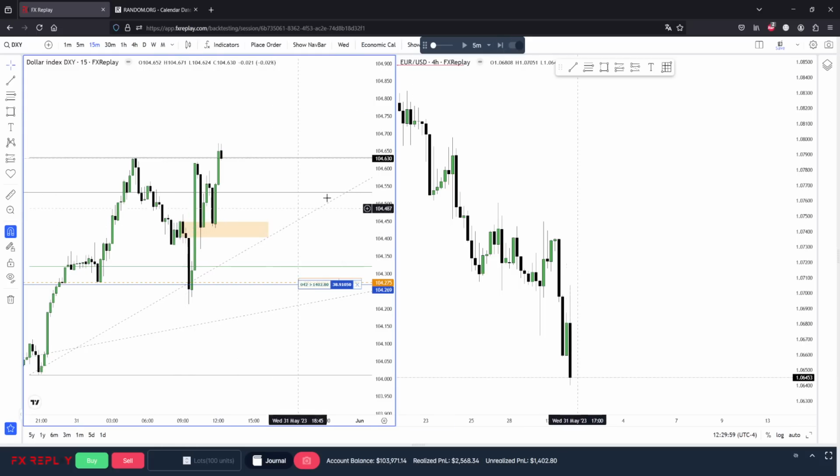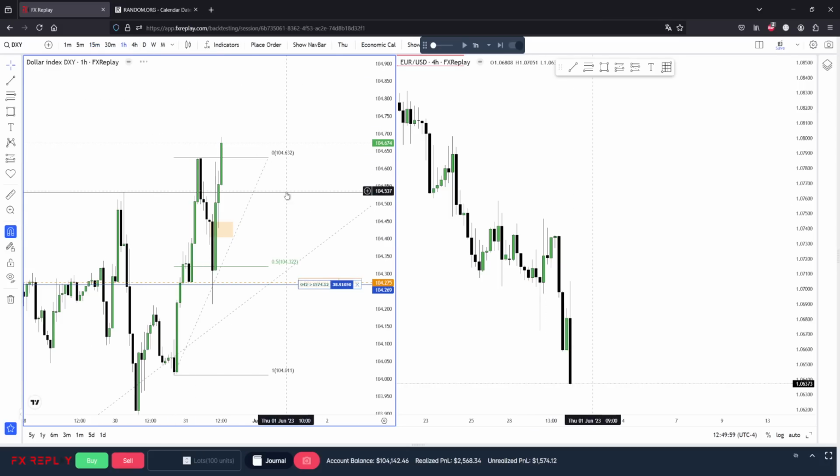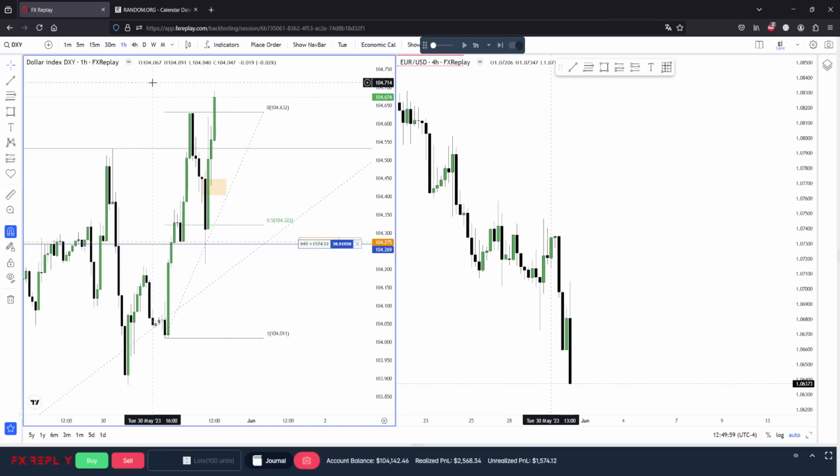Oh, look at that, huh? Yeah, that's perfect. But it's outside of the kill zone, so I can't enter. This is the thing: on a 15-minute, I can't enter outside of the kill zone. But yeah, you see how this is reacting, which I outlined before as well. So much hindsight every time, yeah.